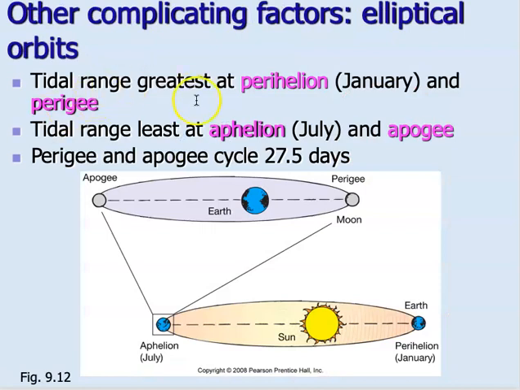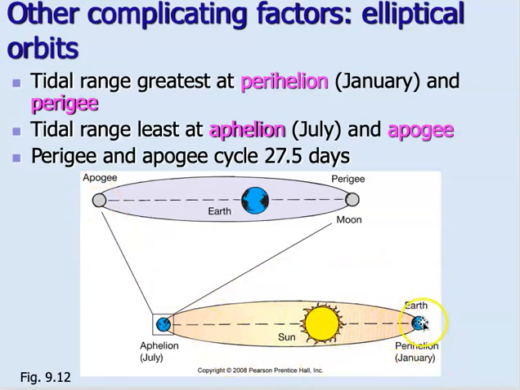Now this is a pretty good figure. You'll find this one in your book as well, figure 9.12. It compares the moon's orbit around the Earth with the Earth's orbit around the sun. Both are elliptical. That means sometimes in the month, the moon is closer to the Earth. This is called perigee. It makes big tides. Sometimes it's farther. This is called apogee. It makes little tides.